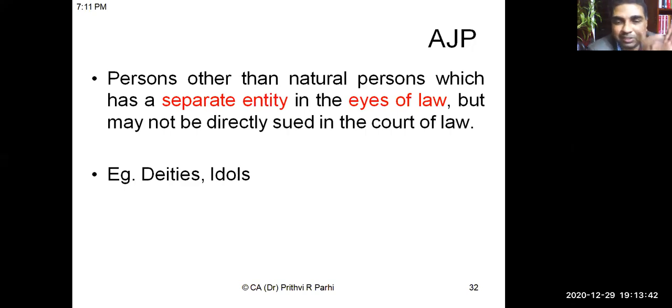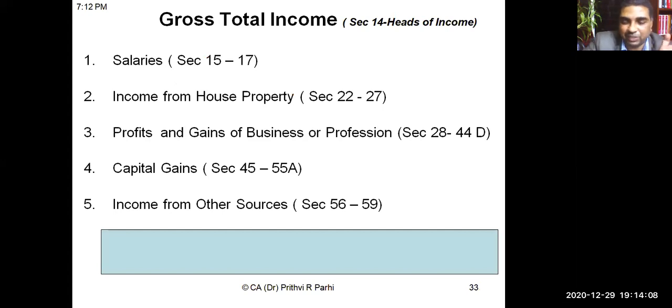Can you name all the 7 categories of persons right now? Please make some attempt. I want the list of 7 categories. Individual, HUF, firm, association of persons (AOP), body of individuals (BOI), then company, local authority, and AJP, the artificial juridical person. Very good, the 7 categories of persons you have understood.